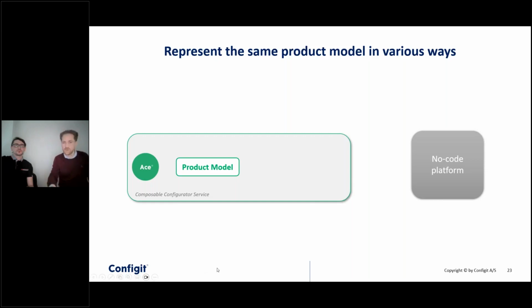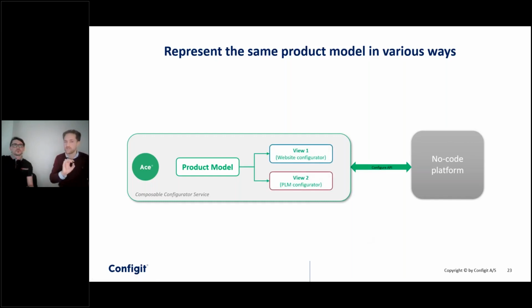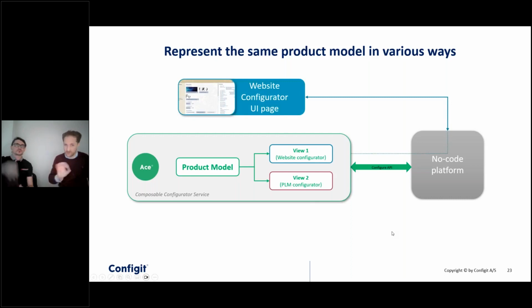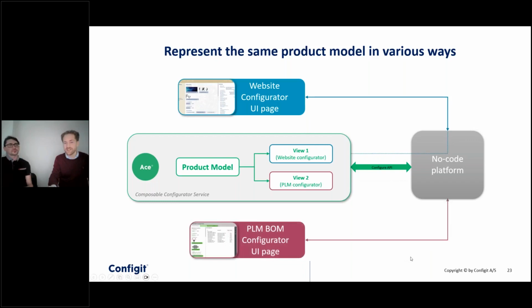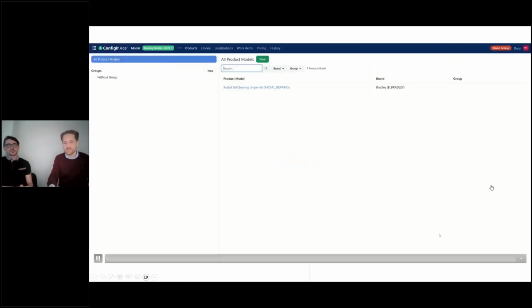Well, in ACE, we will work with two different kinds of views. So we will integrate this no-code platform into the composable configurator, and in ACE, we will set up two different views. One view for the website configurator, that's one of the examples I will show you, and one for the PLM BOM configurator. These two examples, the website configurator and the PLM, we will integrate into the no-code platform. And with a UI settings page, which I will show you in a minute, I can integrate this into ACE. So let's see how that looks.